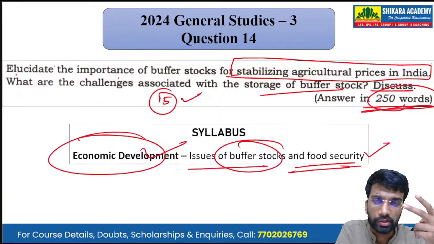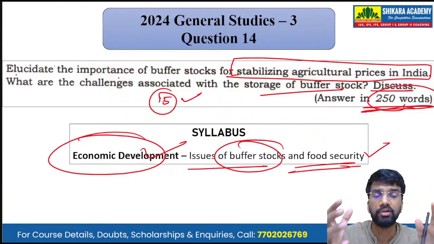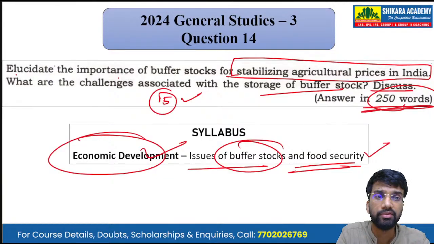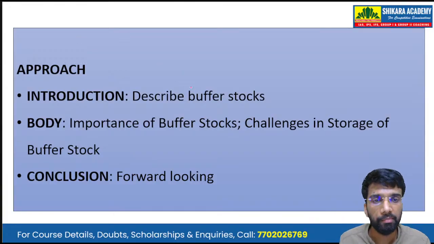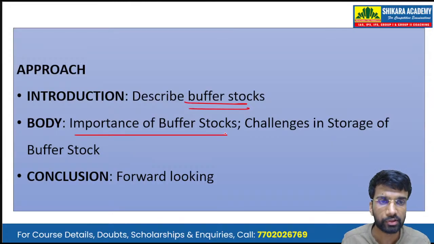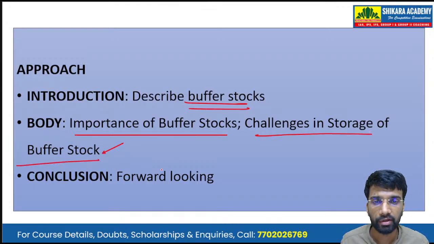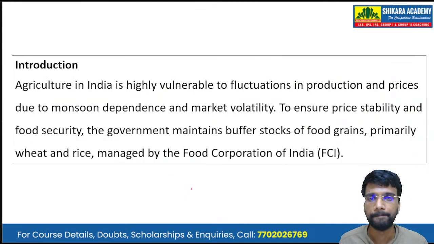Now, it is asking us two things. The question is demanding us to write about two things. That is the importance of buffer stocks in stabilizing the agriculture prices in India. Second is the challenges that are associated with buffer stock storage. So, in the introduction, we will be describing the buffer stocks. And then in the body, we will be addressing the demand of the question, that is writing about the importance of buffer stocks and challenges in storage of the buffer stocks. Then in conclusion, we will be writing a way forward or a forward-looking line.